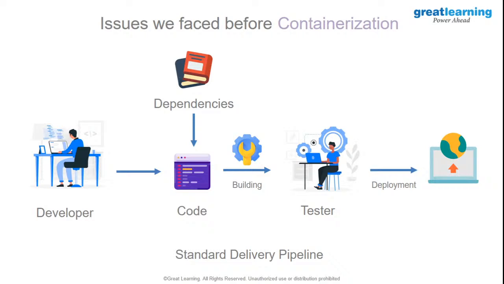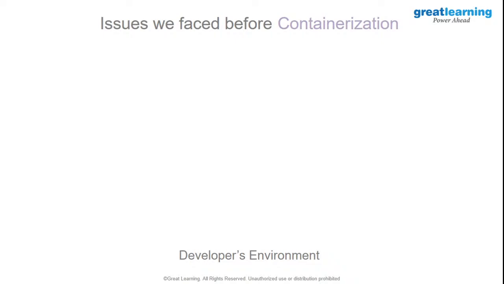All right. So now we have a basic idea of what a standard delivery pipeline is. Now, what kind of issues can occur in this? There is one issue that I'm going to talk about, and that is the compatibility issue. So when does that occur? To understand when that occurs, we need to look at the developer's environment and the tester's environment.